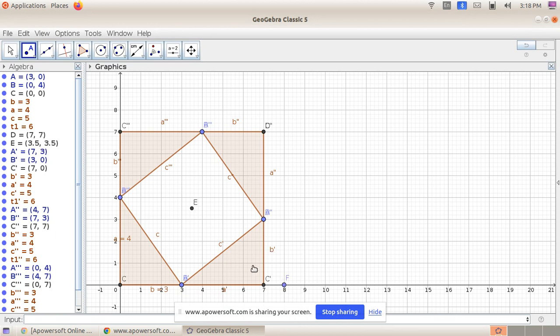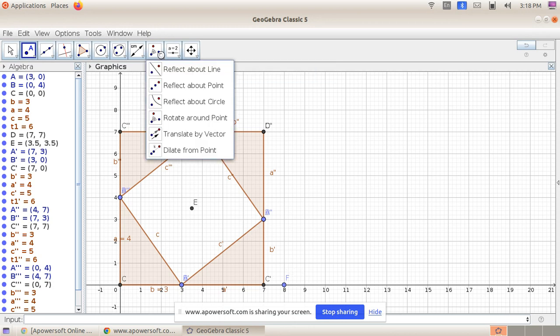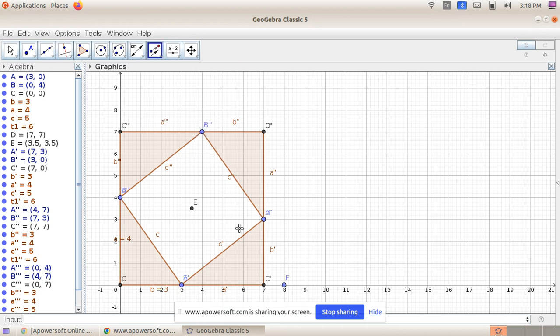Now what I'm going to do is I will place these two triangles, this one and this one together, and this one and this one together. That's the way I'm going to do. How I will do it, I'm going to show. Listen, for that, I'm taking the translate by vector tool. Translate by vector. Take it.